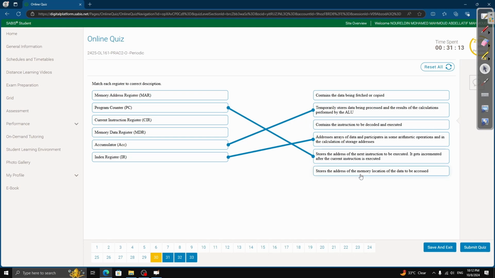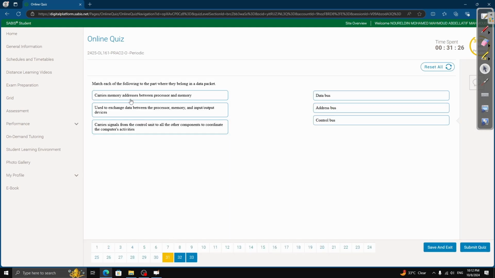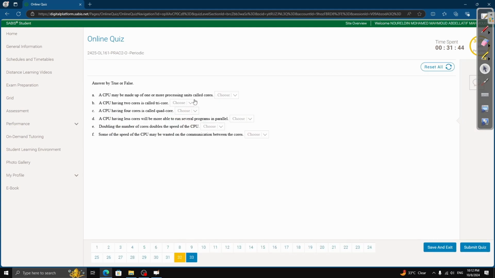So it's the address of the memory location of the data to be accessed. This is the MAR. Contains the instruction to be decoded and executed. That's the current instruction register. Data being fetched or copied, memory data register. Carries memory addresses between processor and memory. This, just from the name, address bus. Used to exchange data between the processor, memory, and input and output devices. Data bus. Carry signals from the control unit. Control bus.